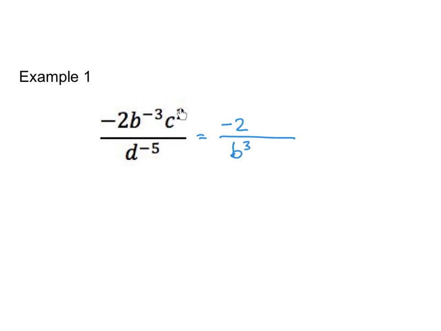C to the second, this is a positive 2. Is C happy where it is? Yeah, it's going to stay there. And then let's look at D to the negative 5. D to the negative 5 is not happy. We need to move its position to the top and then make it happy. So this is how we write this as positive exponents.